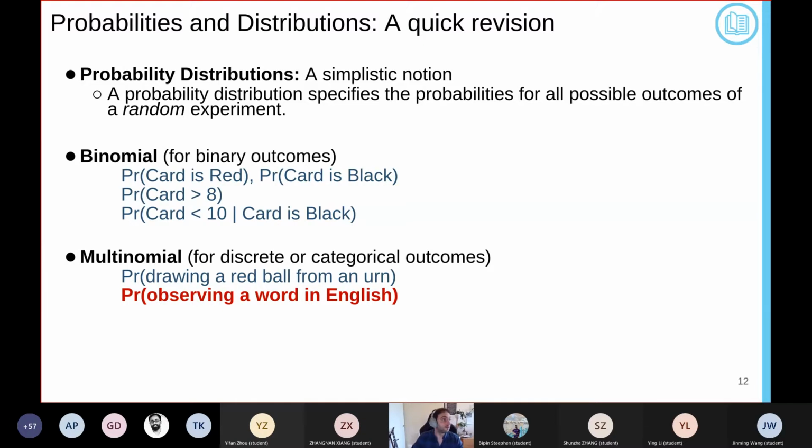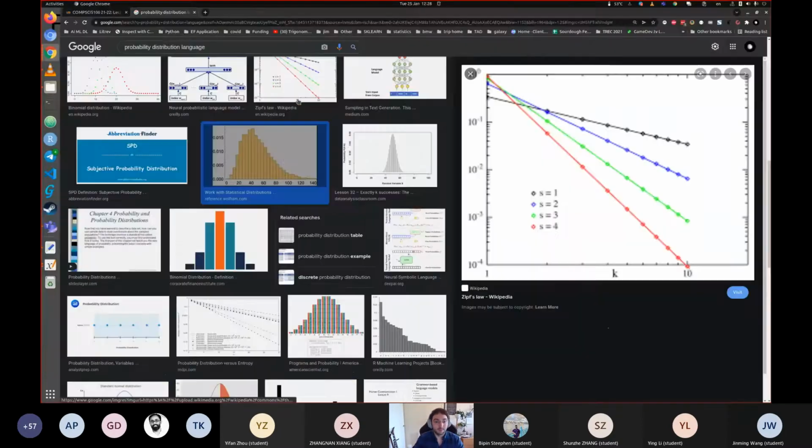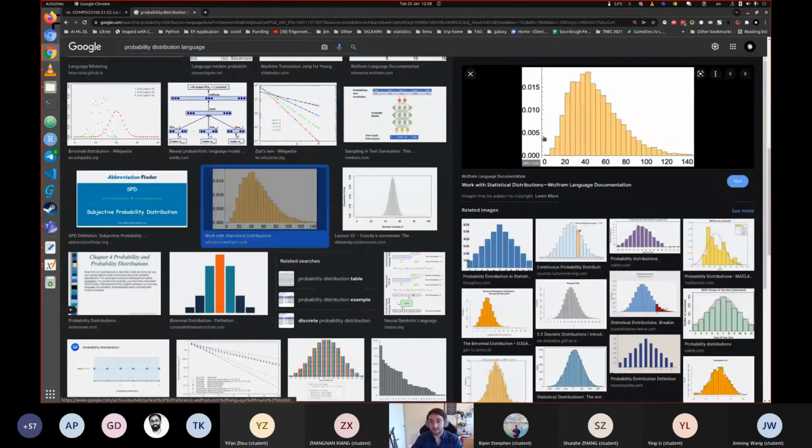Just randomly going into Google and then showing you a probability distribution of something. Can I get something quick? Just that is a probability distribution, for example. I tried to find something about language, but that's a probability distribution. These are different options that can happen in your model.